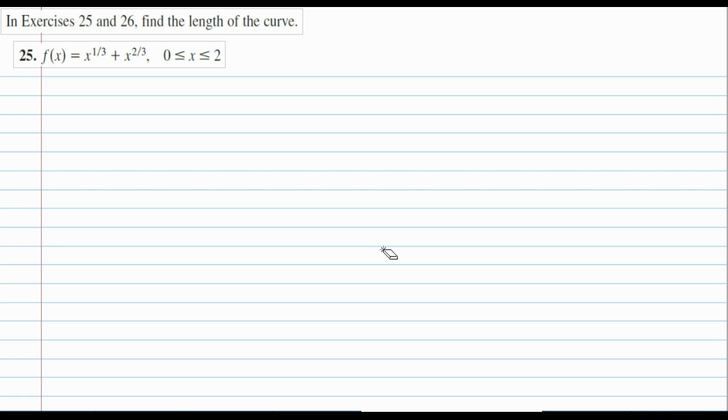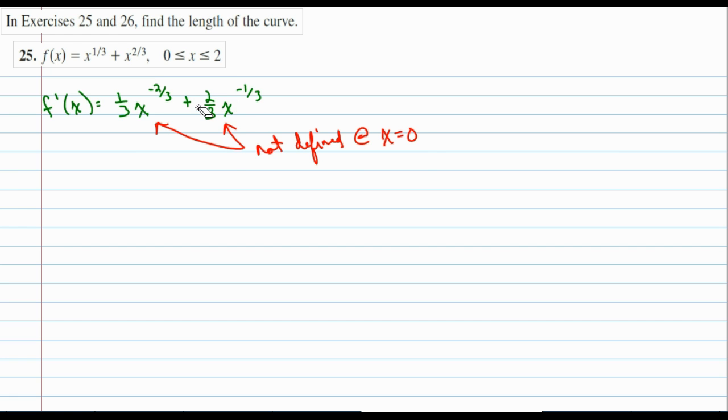Now try problem number 25, which says find the length of the curve f of x equals x to the 1/3 plus x to the 2/3 between 0 and 2. Well, if I'm going to find the length of the curve, it's going to involve finding the derivative, so I need to make sure the derivative is defined everywhere. So the derivative is 1/3 x to the -2/3 plus 2/3 x to the -1/3. So again, neither term here is defined at x equals 0, therefore the derivative is not defined at x equals 0, so I have to take the inverse.